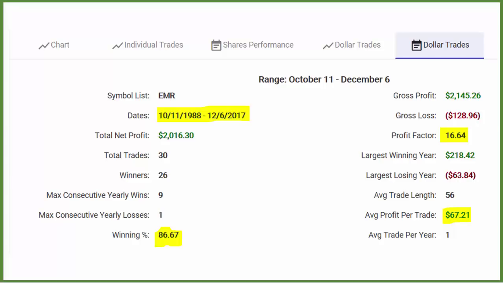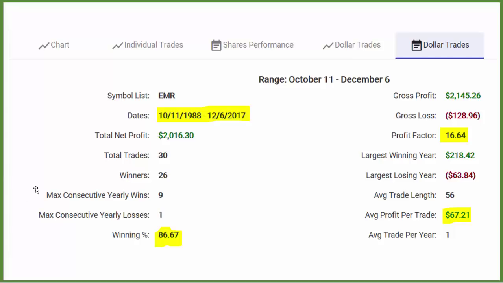The profit factor is at 16.64. That's tremendous, tremendous profit factor. And then the average profit per trade is at 6.7%. Now, this is a little bit less volatility of a stock, and you can see the largest losing year was only 6% compared to 21% for the maximum gain, or the largest winning year.